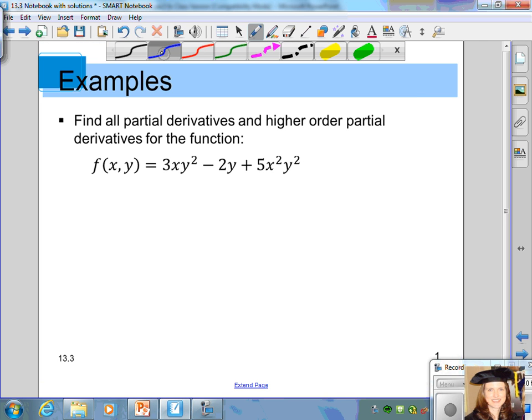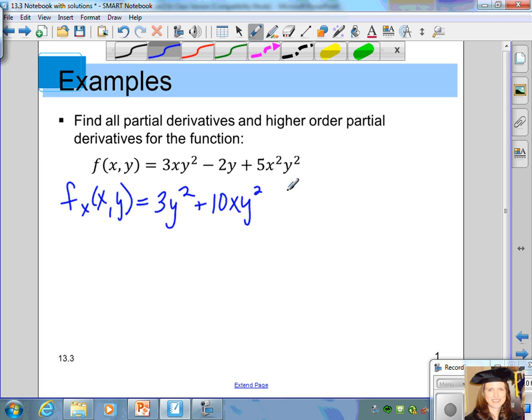Okay, let's go ahead and do the partial derivative of the function with respect to x. You're going to treat x as a variable. The derivative of 3x is 3 times the constant y squared, 3y squared. Again, you're treating x as a variable and y as a constant. The derivative of minus 2y is 0. And the derivative of 5x squared is 10x times this constant, so it's going to be 10xy squared.